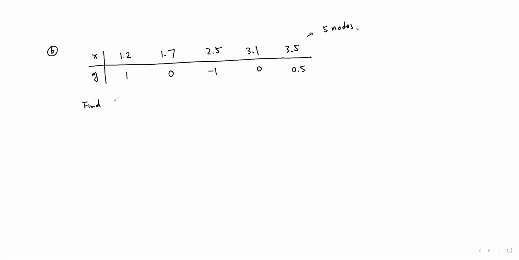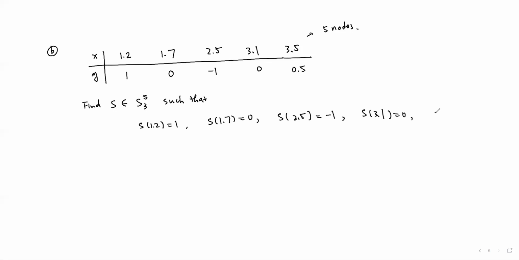Find a spline function from S3,5 from this space such that the value of S at 1.2 is equal to 1, S at 1.7 is 0, S at 2.5 is equal to 1, S at 3.1 is 0, such that this function S interpolates the given table.